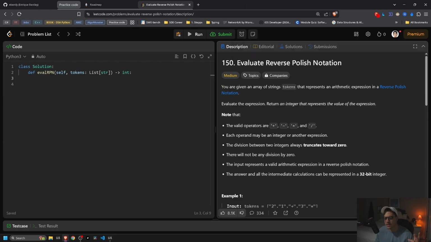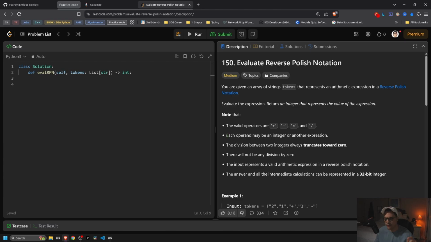The problem says you're given an array of strings, tokens, that represents an arithmetic expression. Evaluate the expression and return an integer that represents the value of the expression, okay? So basically, as in a calculator, we're going to have different operators, so plus, minus, times, and division as tokens, okay? You can see they are surrounded by single quotes here, which represents a token, or a string.